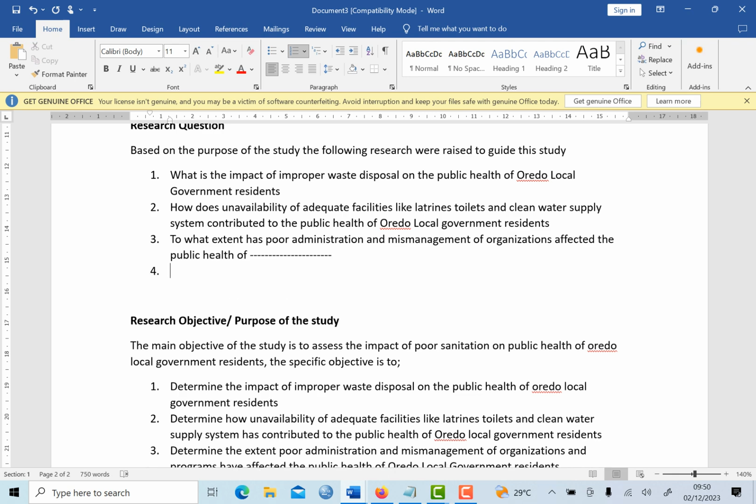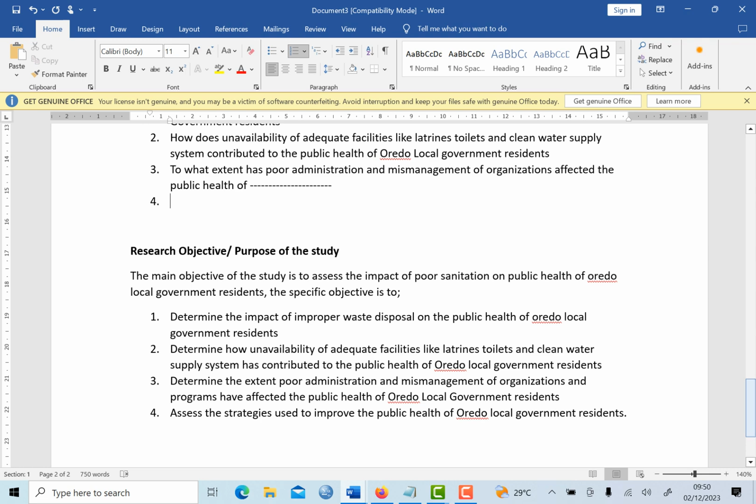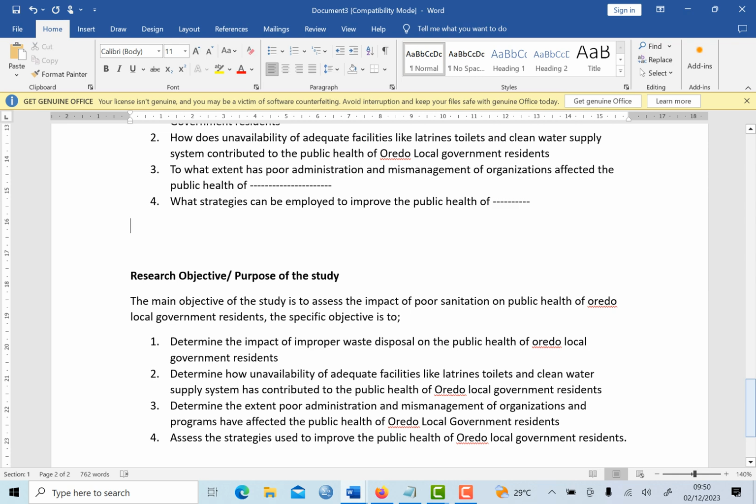Then number four, what strategies can be employed to improve public health of Oredo blah blah blah blah. Are you getting this?